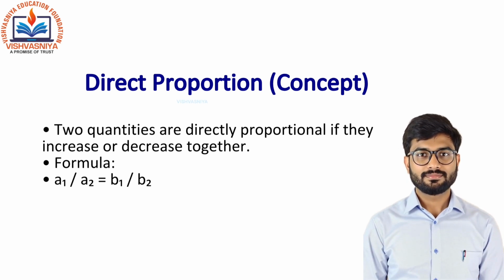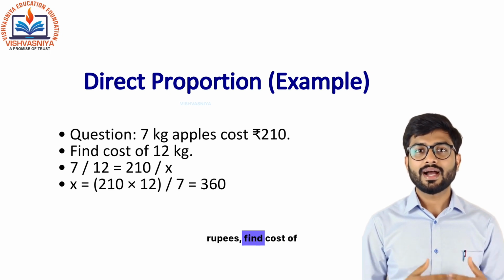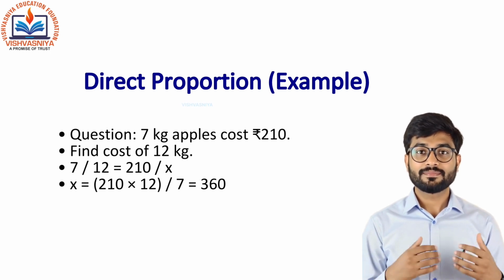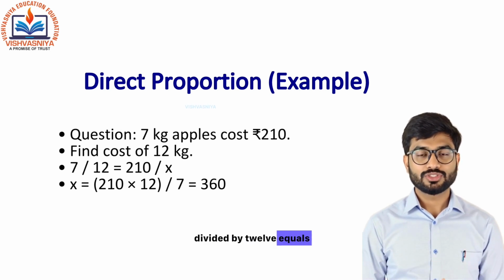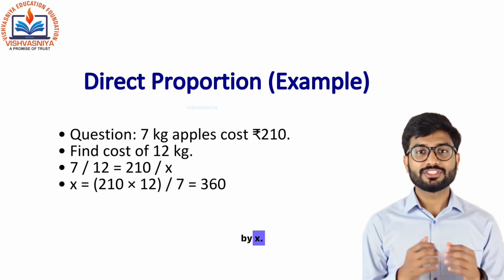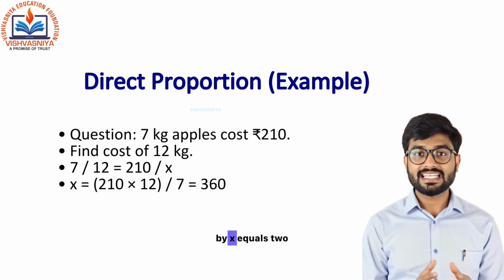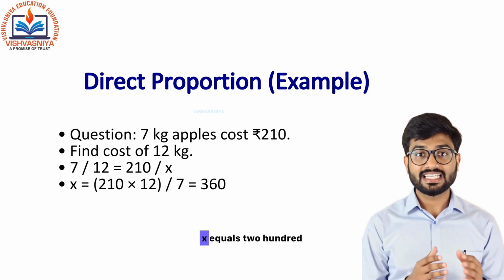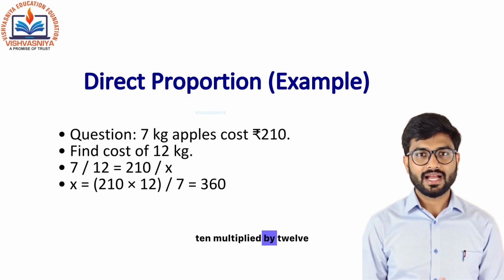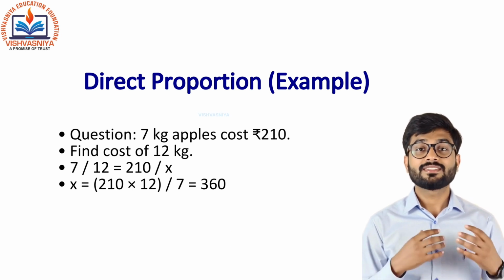If 7 kg apples cost 210 rupees, find cost of 12 kg. Set up proportion 7 divided by 12 equals 210 divided by x. Cross multiply: 7 multiplied by x equals 210 multiplied by 12. x equals 210 multiplied by 12 divided by 7 which equals 360 rupees.